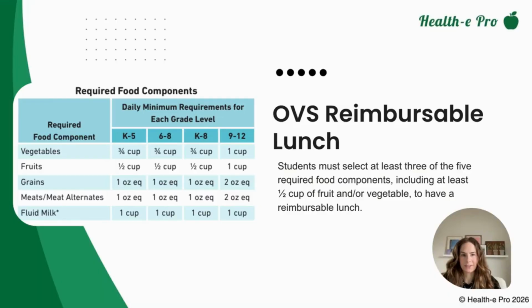Now let's talk about what students must actually take. At lunch, students are required to select at least 3 of the 5 components offered. However, and this is the part that often creates some confusion, one of those components must be at least half a cup of a fruit or a vegetable. If a student selects 3 components but is not taking that half cup of a fruit or a vegetable, then the meal is not reimbursable.